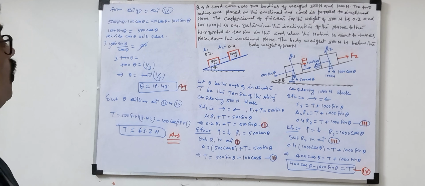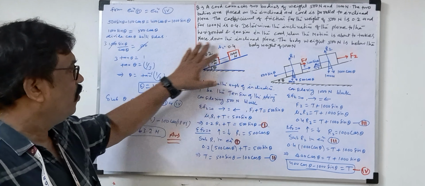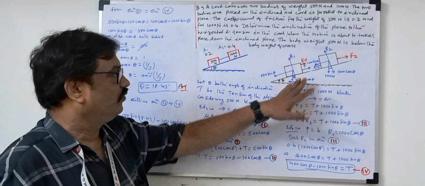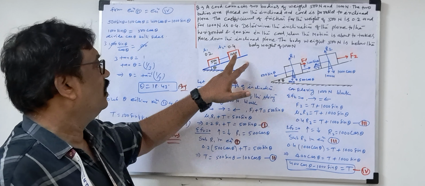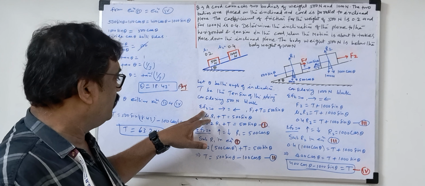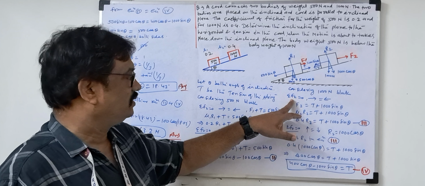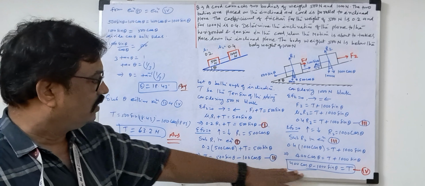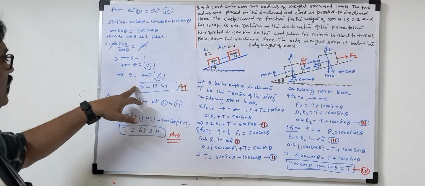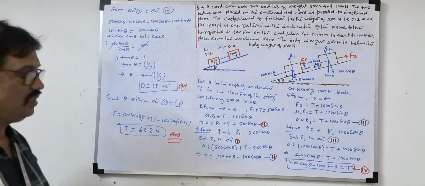See this question, how long it is; almost half the work is done once you read the question and draw the diagram. Once you know the diagram and the basic concept for a single inclined plane, you draw the free body diagram. Then for block 1 you take the two equilibrium equations, sigma H equal to 0, sigma V equal to 0, and we get T. Similarly for the second block. Both tensions will be equal, so we get theta, and substituting theta in either equation, you get the T value as 63.2 Newtons.